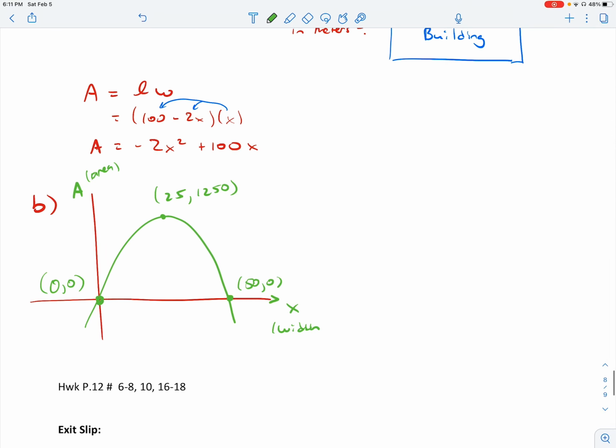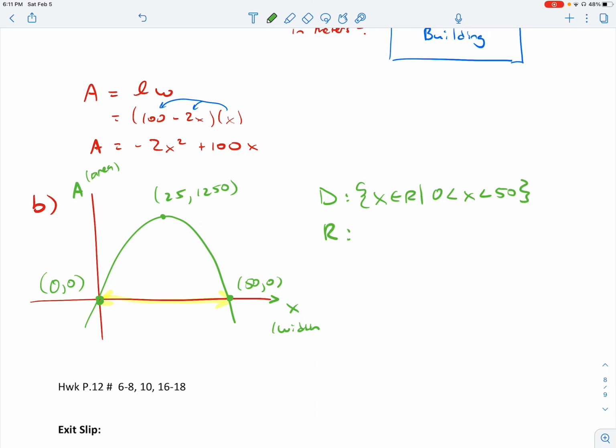Let's transfer this down here. So my domain, x is going to be an element of the reals. And in order to get a positive area, I want to restrict x from here to here. I don't want anything outside over here because that will be negative values for A. So x is going to be greater than 0 and less than 50.